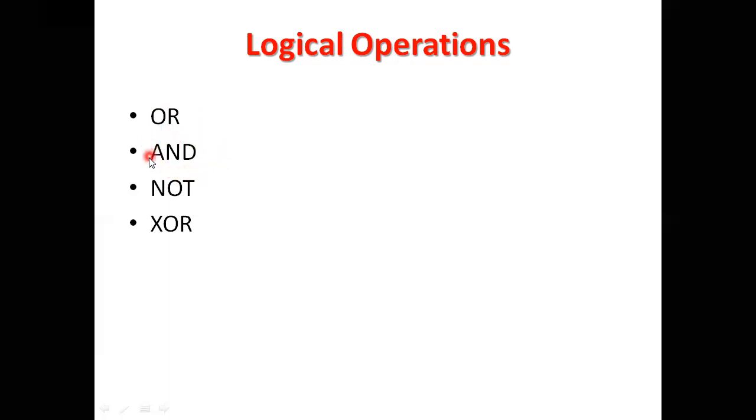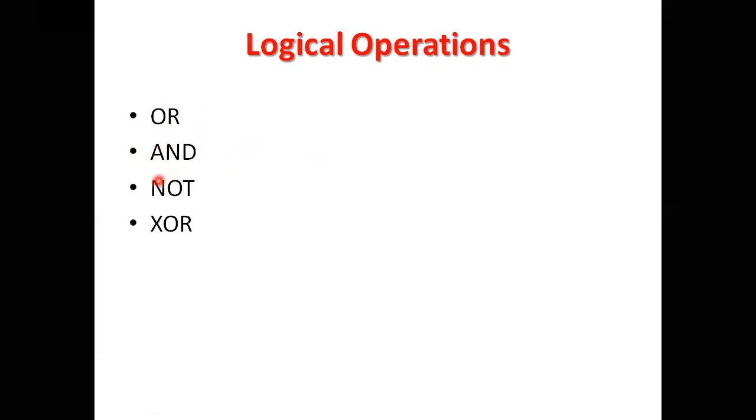AND operation. What is the statement for this AND operation? If both the inputs are high, then only the output is high. This is equivalent to a multiplication operation.